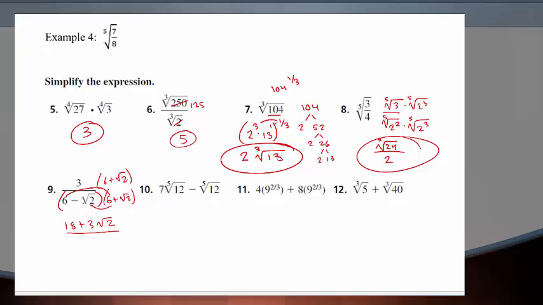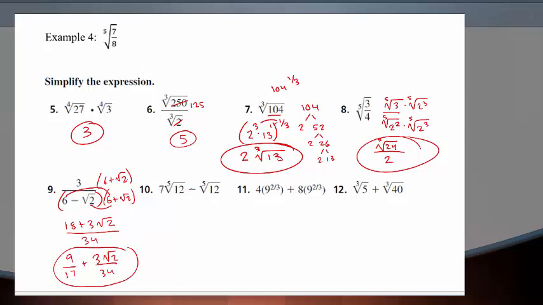If I go ahead and FOIL this out, what I'm going to find out is I'm going to get 36 minus 2, which is 34. And if you look here, 18 and 34 can reduce, but 3 and 34 cannot. So 18 and 34 can become 9 and 17, but 3 and 34 has to remain unchanged. So that would be my simplified answer.